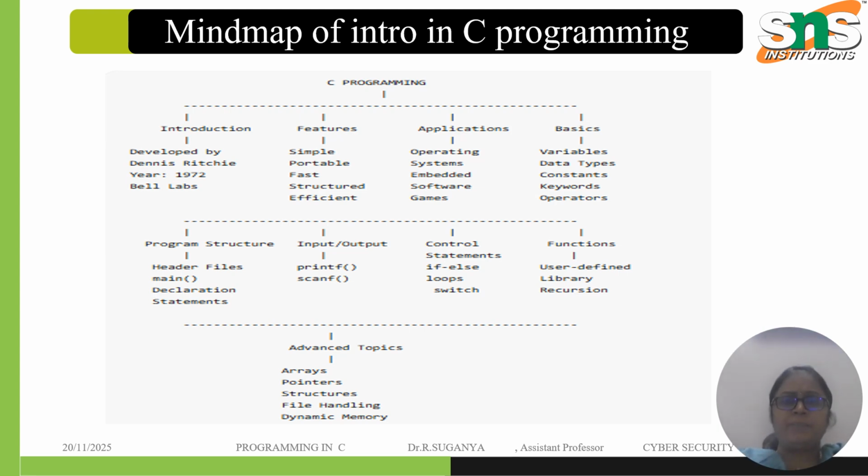And the basics of C programming that we are going to use are variables, data types, constants, keywords, and operators. There are very many variables that we will be using. Data types are like integers and floats. Constants cannot be changed during the execution of the program. Some keywords that are constantly used are printf, scanf, and main.